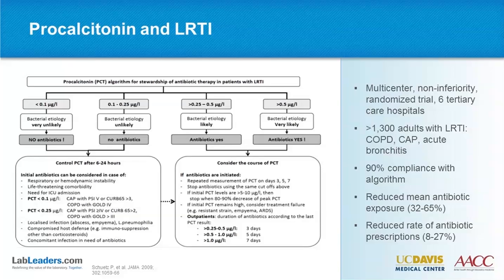1,300 patients with LRTI, COPD, community-acquired pneumonia, and acute bronchitis, there's a 90% compliance to this algorithm, which is hugely important because you can't have a good program without compliance. They found a reduced mean antibiotic exposure of 32 to 65% and reduced the rate of antibiotic prescriptions by 8 to 27%. That's profound. So it clearly shows if you have high compliance, a systematic way to do this, and objective means to guide antibiotic use and de-escalation, you're going to have big improved outcomes and, of course, easily meeting the antibiotic stewardship requirements from CMS and Joint Commission.